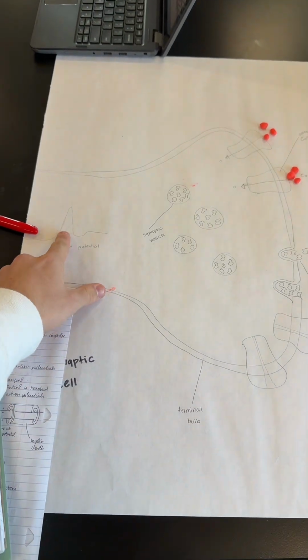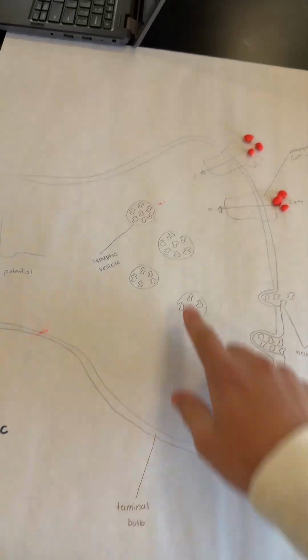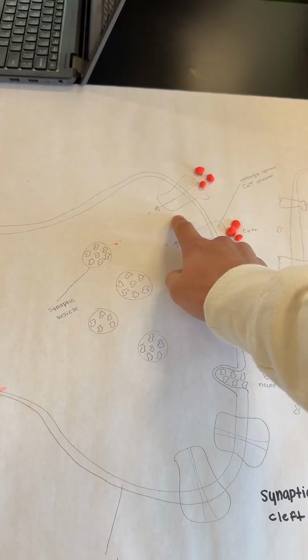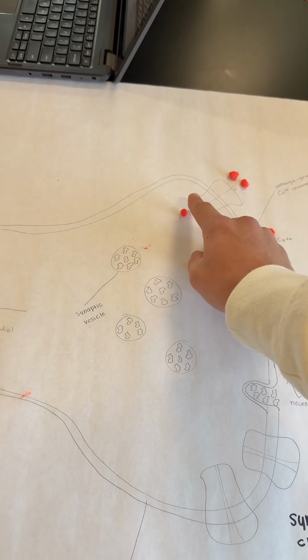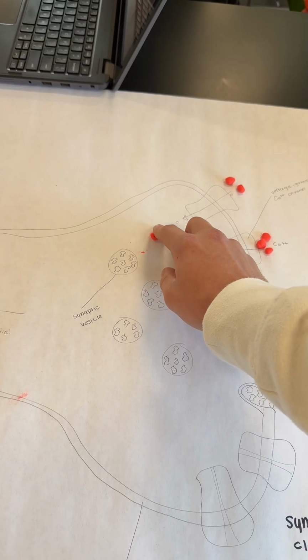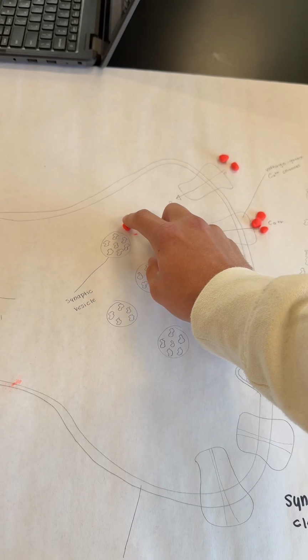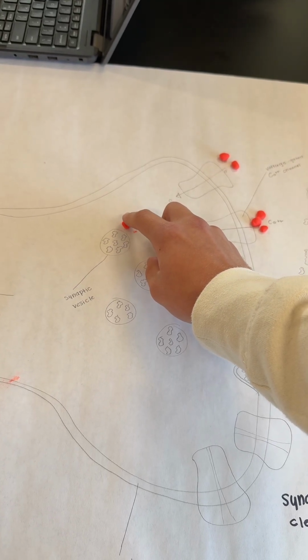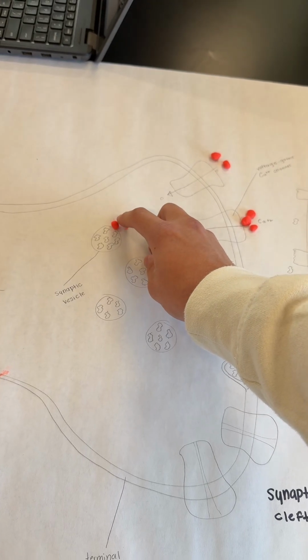The depolarization at the action potential opens the voltage-gated calcium channels, which then the calcium ions are diffused through facilitated diffusion. The calcium influx signals synaptic vesicles to fuse with the presynaptic membrane.